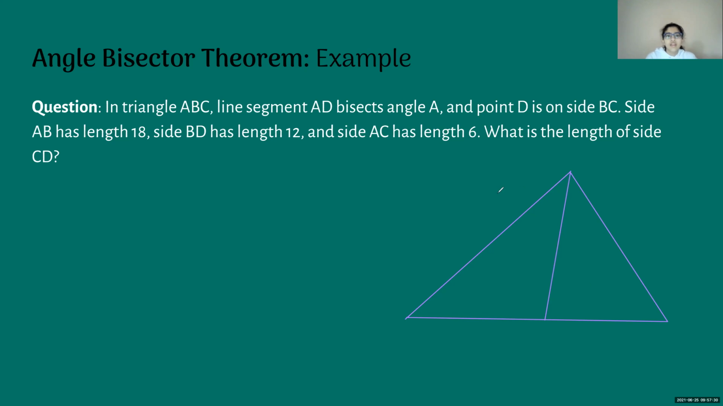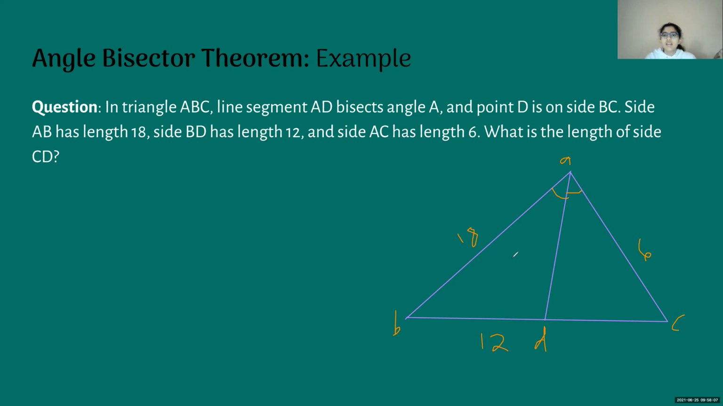So we're given A, B, C, D, right? We draw a diagram for all geometry problems unless we 100% know what we're doing, and even then it's great to draw a diagram. We're given that AD bisects angle A, so that means that this is equal to this. And point D is on side BC. Side AB has a length of 18, side BD has a length of 12, and side AC has a length of 6. What is the length of side CD?